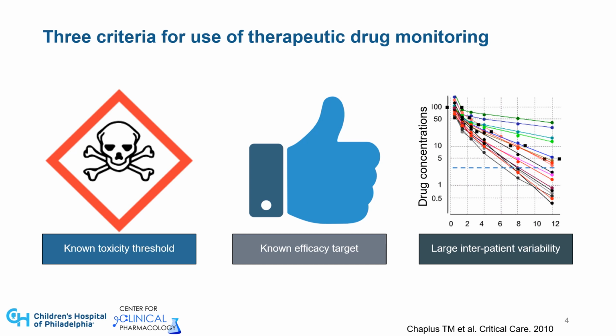Whether we're talking about traditional TDM or MIPD, there are generally three criteria that are thought of as being required for use of therapeutic drug monitoring. The first is that a drug should have a known toxicity threshold, such that too much drug is going to result in toxicity. A drug should have a known efficacy target, so we know how much drug to give to be effective. And lastly, there should be large interpatient variability in the drug concentrations that are achieved for a given dose, such that you can't reliably predict what a concentration would be just by knowing the dose alone. And when these three criteria are met, it's typically felt that a drug would be a good candidate for TDM.